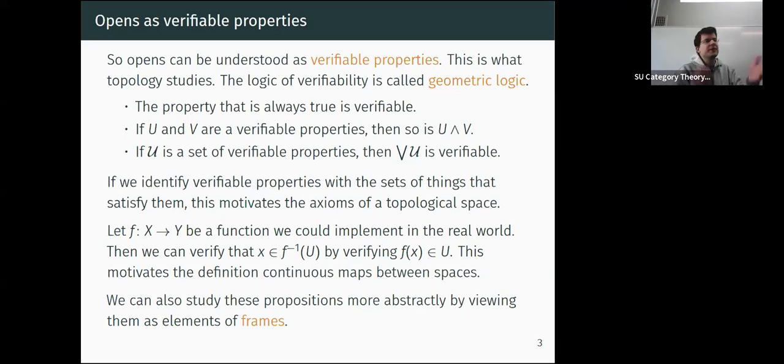Okay, so this is how people do it in classical topology, where they identify these verifiable properties with the sets of things that satisfy them. But we could also study these verifiable properties in a more abstract way. So we don't say we're going to identify the properties with these things that satisfy them. I'm just going to consider these as propositions, and I'm just going to study them that way. And then if you consider the set of all of these propositions, that will have certain structure, and that's what we're going to call a frame.